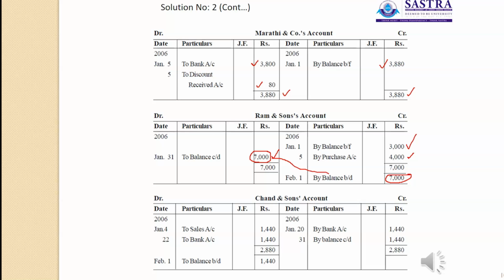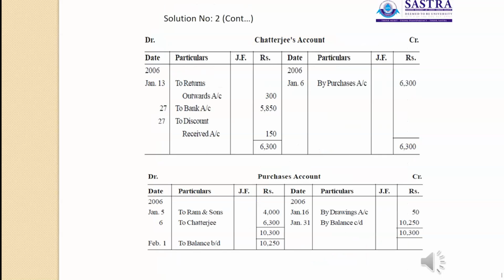Okay. Then next to Chandran Sons. Here January 4th, to sales 1,440. January 28th, by bank account 1,440. Then to bank account in the month of January 22nd, 1,440. So the difference between these two is 1,440 in the month of January 31st. Then this amount is carried forward to the next month, February 1st, 1,440.